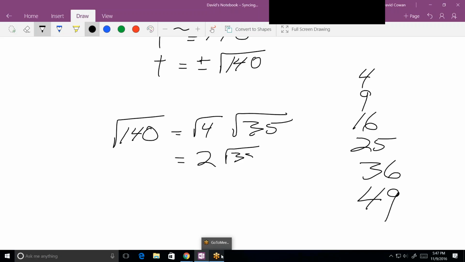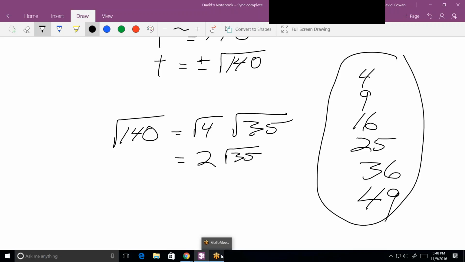Now, can I break 35 down anymore? I don't think so. It could be square root of 5 times square root of 7, but that doesn't help. In fact, that's 2 terms instead of 1. So the only time you break it down is if you can pull a whole number out. In other words, this has to have a factor that matches one of those numbers for it to be broken down further. Okay, so your answer then is t equals plus or minus 2 root 35.